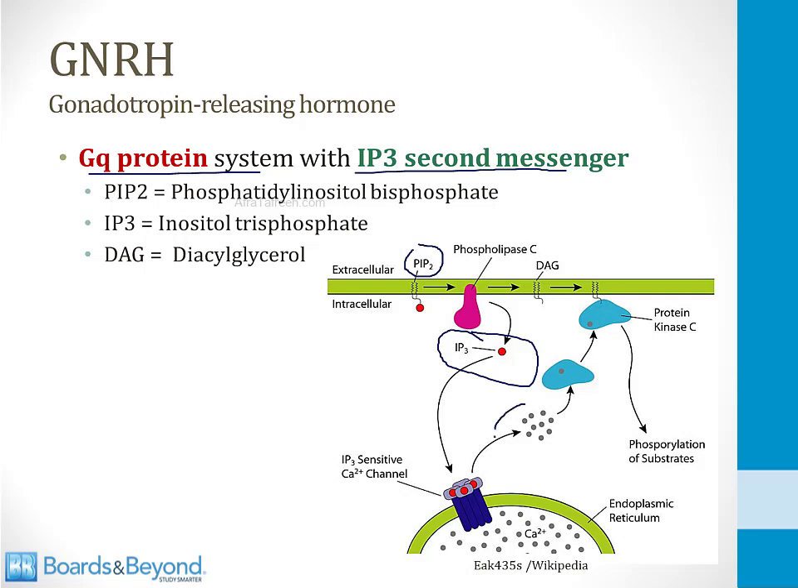IP3 then stimulates the release of calcium atoms from the endoplasmic reticulum. Those atoms can interact with DAG, which is diacylglycerol, which is left behind after the PIP2 is converted into IP3. The interaction of calcium and diacylglycerol can activate protein kinase C, which then goes on to phosphorylate substrates and exert the effects of the GQ protein system.